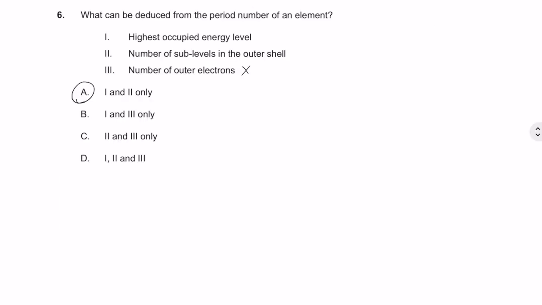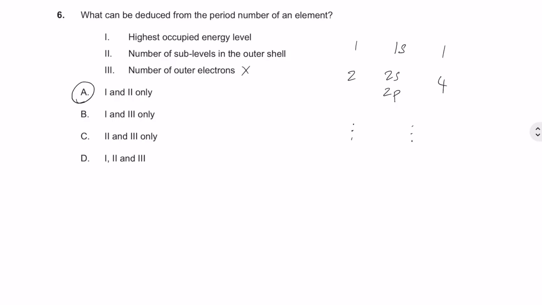So going back to the question, now that we know the highest occupied energy level, that can give us number 2, which is the number of sublevels in the outer shell. And just in case you don't know what I'm talking about, for example, in energy level 1, we know that the sublevel is 1s, so that gives us the number of sublevels in the outer shell, which is just 1. And then the highest energy level is 2, then it has 2s and 2p sublevels, so that gives us a total of 4, and so on.